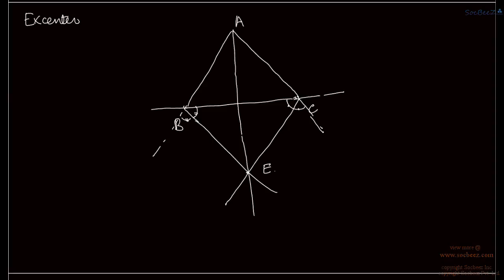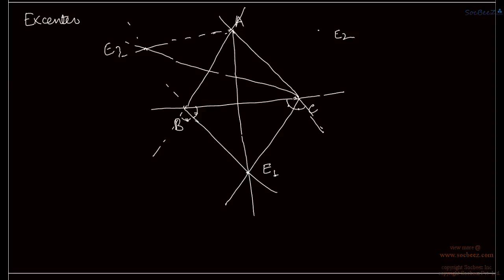Let's name it E1 because we have three. We will be having three Excenters, one here, and one here: E1, E2, and E3. Because there is also an angle bisector here, extending this side, and the angle bisector of this. So E1, E2, and E3 similarly.